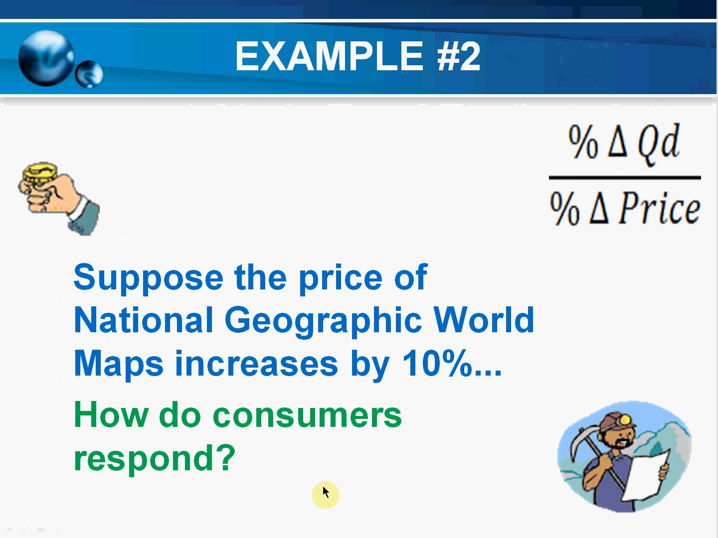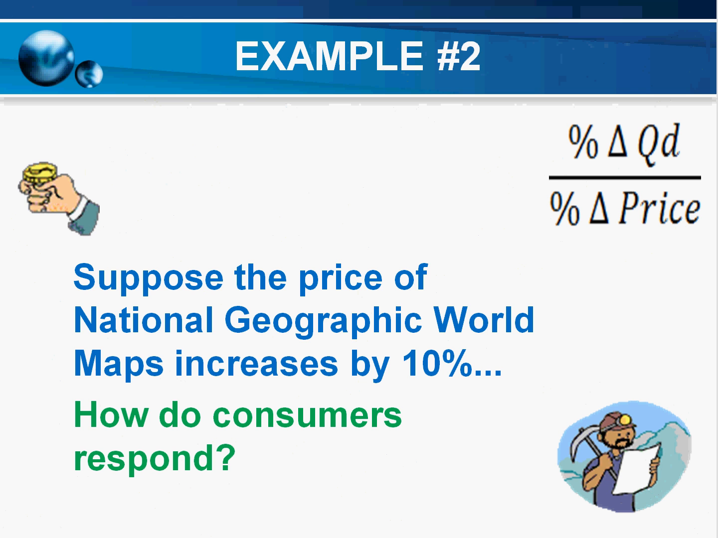Let's look at example number 2. Suppose the price of National Geographic World Maps increases by 10%. Now you may notice that I'm using 10%, and you may wonder, does it always have to increase by 10%? Well, no, it doesn't. But it makes math simple. People think in deciles, and it's easy to divide by 10. So you can use whatever number you would like, but in these examples, I like to keep things simple.